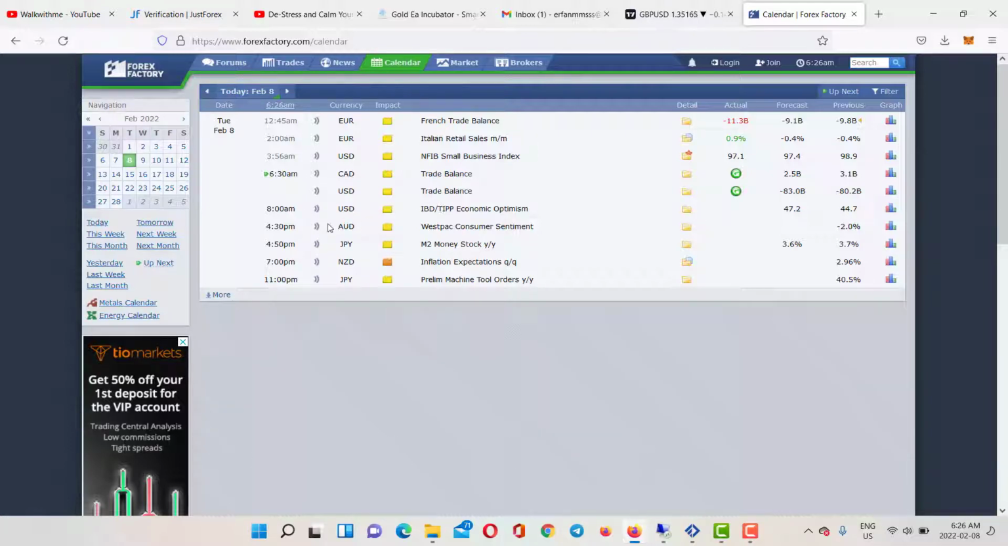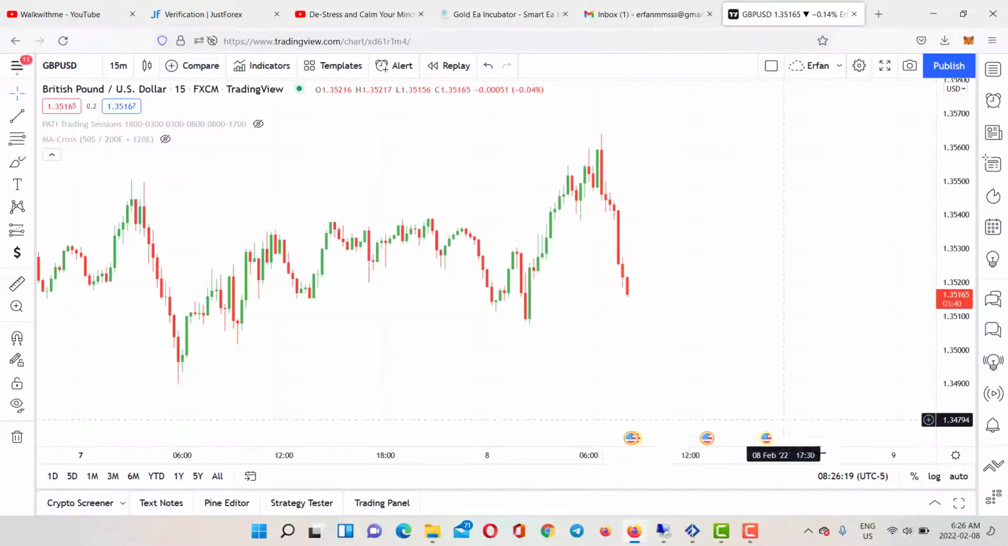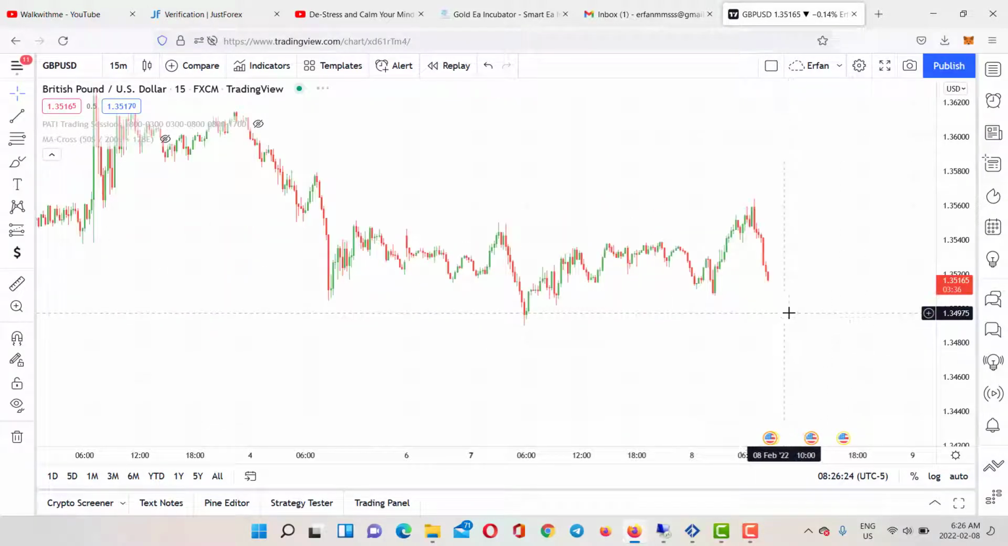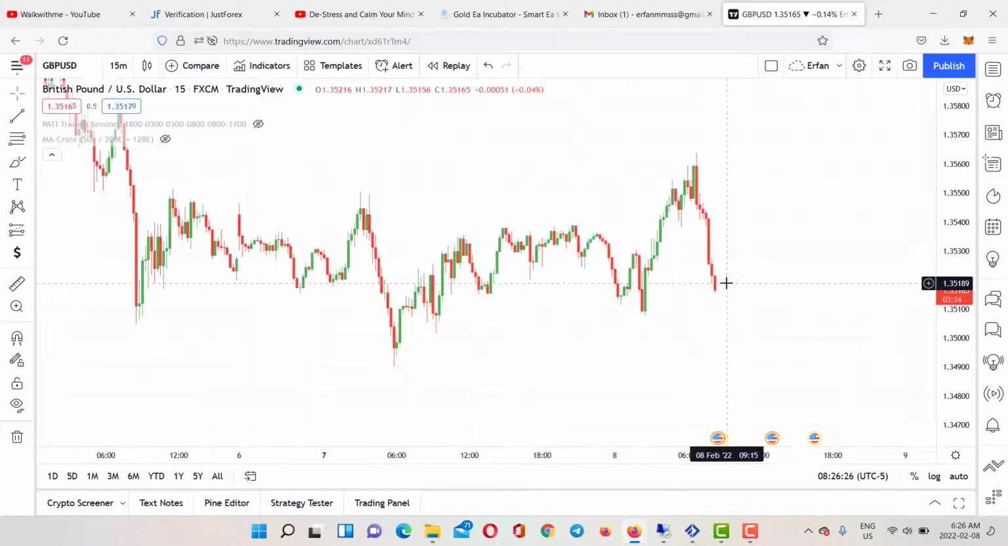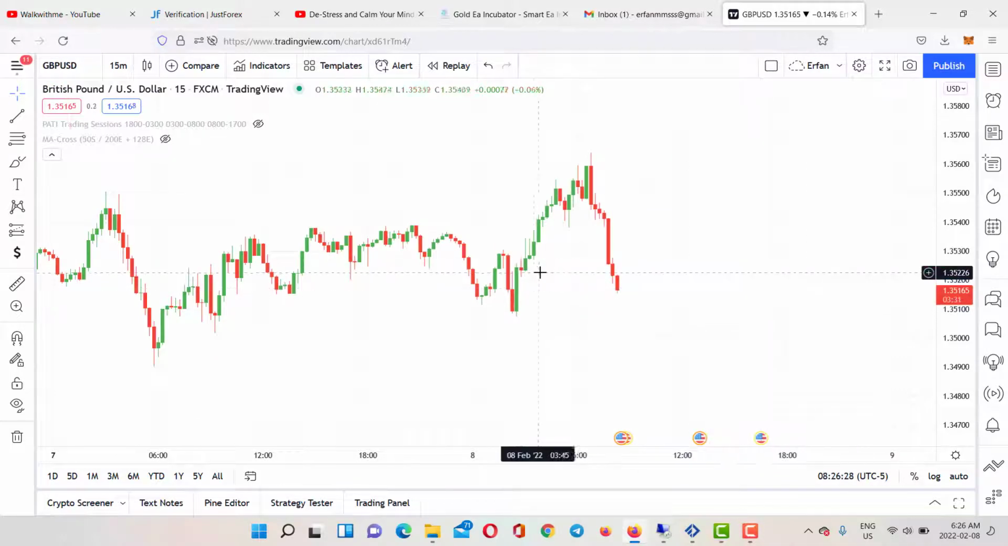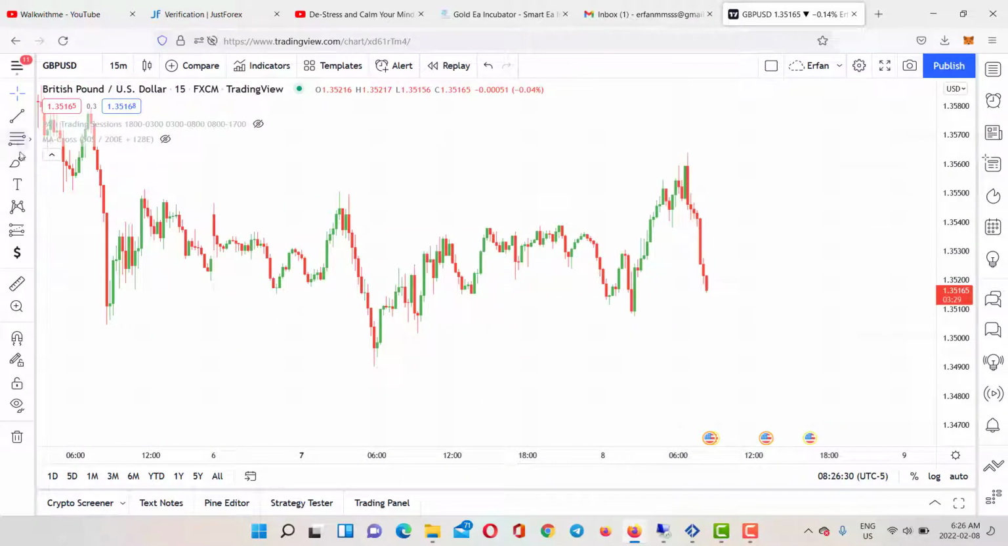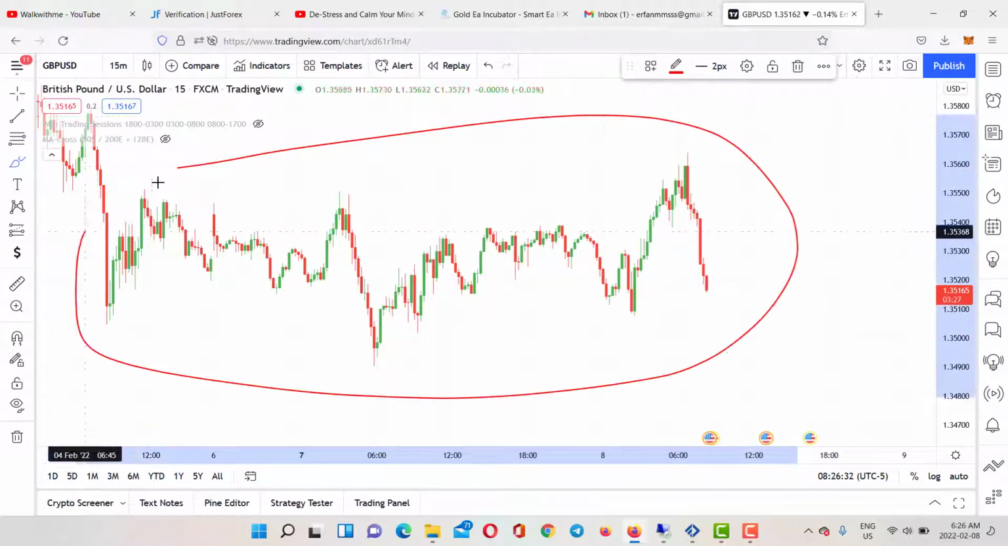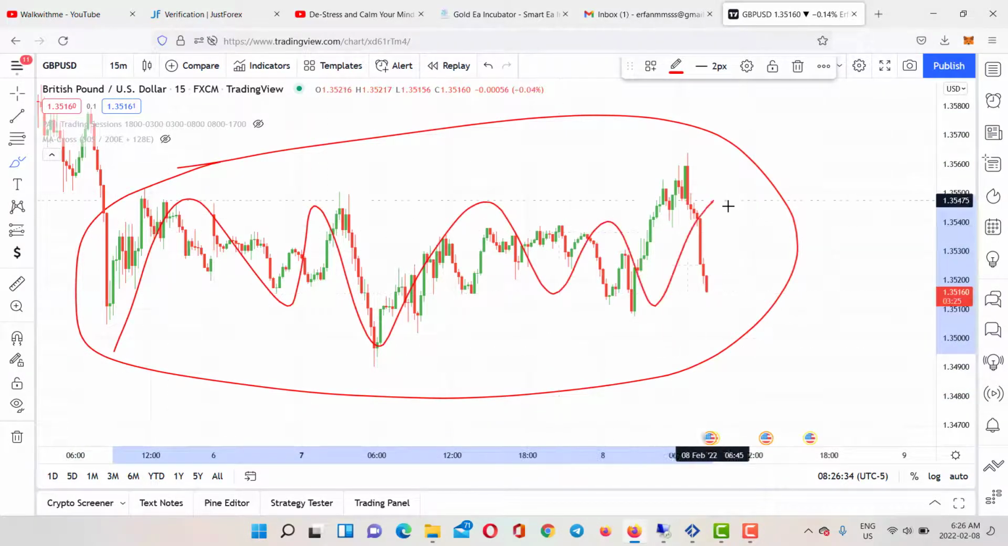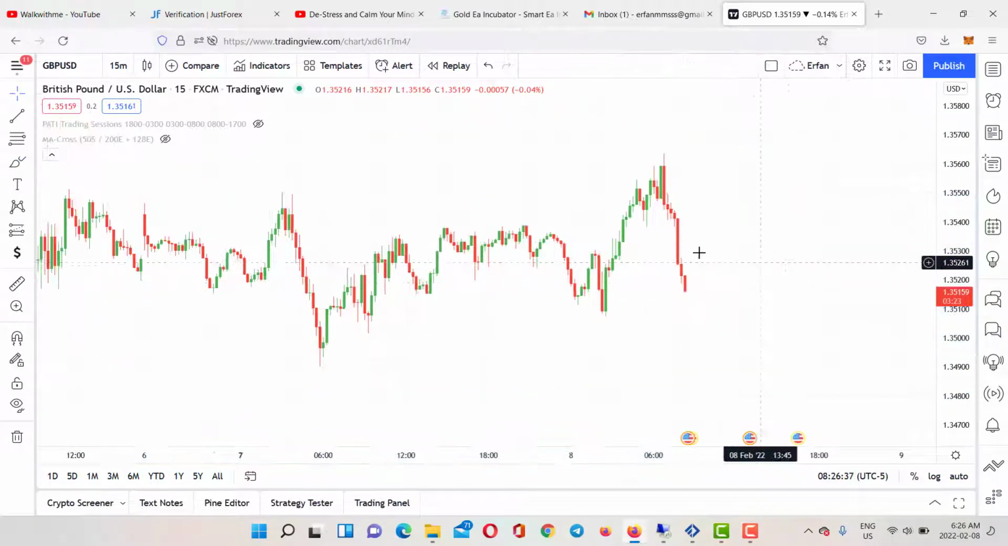We have two news for USD at 6:30 a.m. So actually it's 8:26 a.m. Eastern Standard Time. The New York Stock Exchange is opening in an hour, so we have time. EURUSD and GBPUSD are consolidating right now, going up and down in a range on a 15-minute time frame.